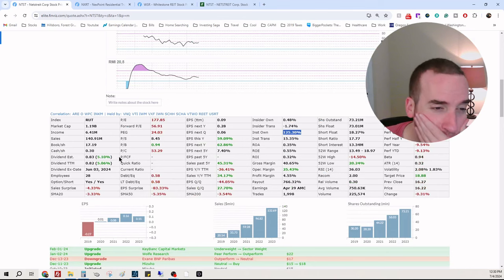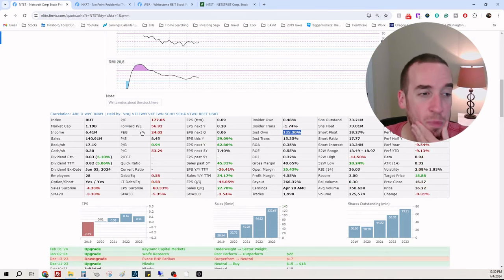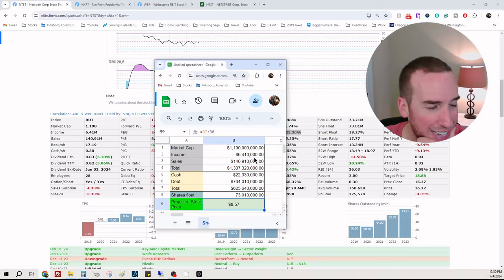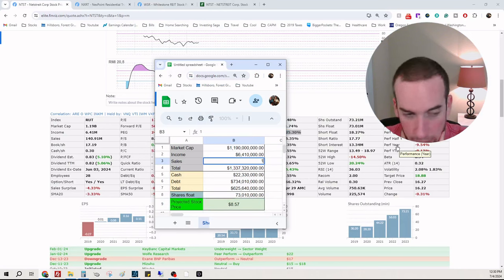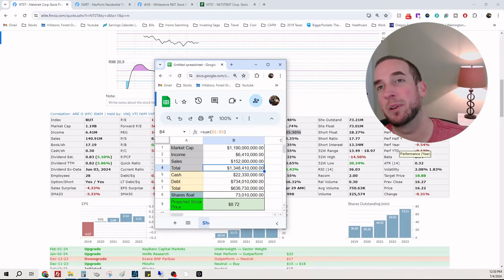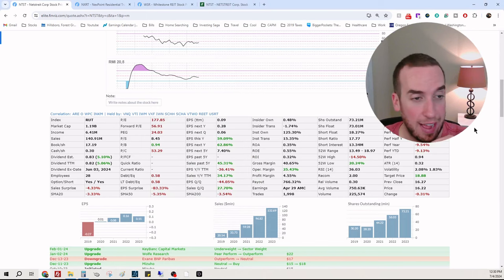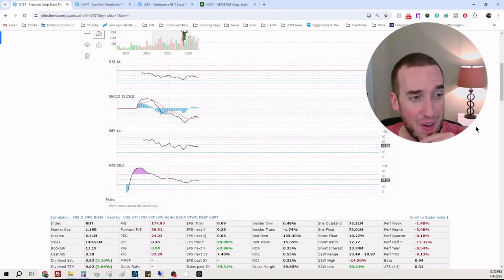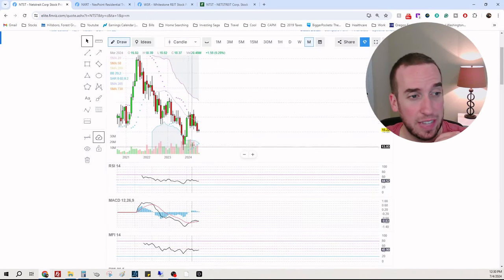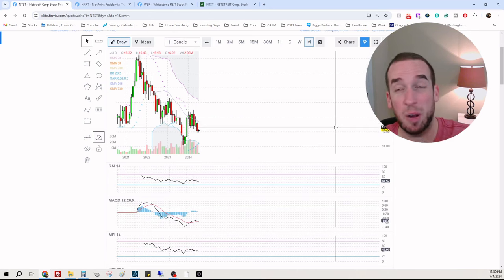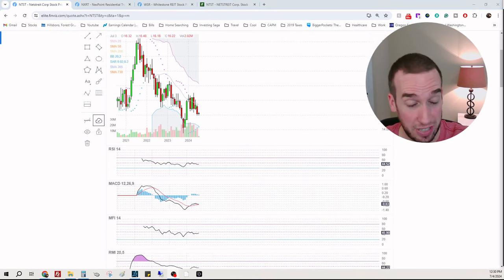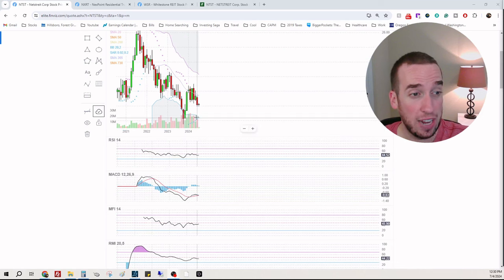So they should be valued at 150 million. Let's just tweak this. What if they did sales at 152? Barely brings up the calculated stock price. I mean, it's overvalued, but a lot of this growth and stock price is going to be carried by institutions and hedge funds. And look at this.